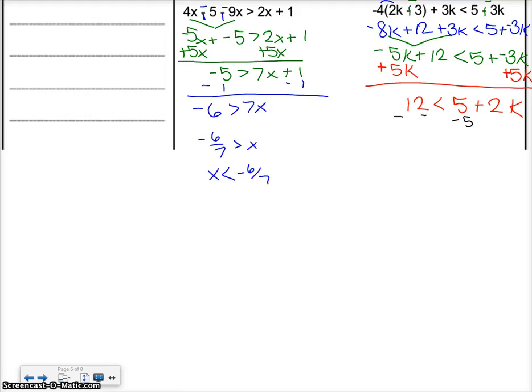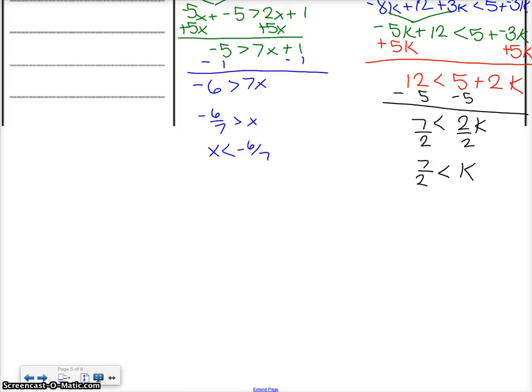Now it's much better. So notice that I didn't shut down. All I did is follow each step through. Divide by 2, divide by 2. 7 halves is smaller than k, but I'm not going to correct it that way. I wouldn't say that. So if 7 halves is smaller than k, then k is bigger than 7 halves. And that's my target today for you.